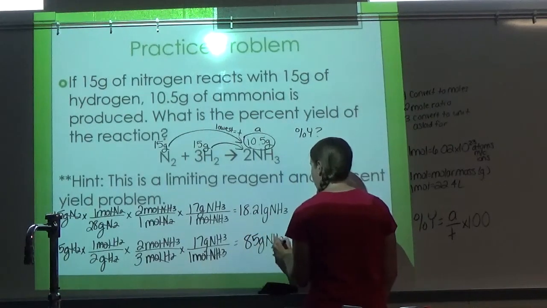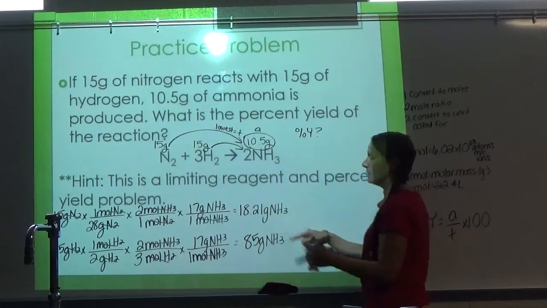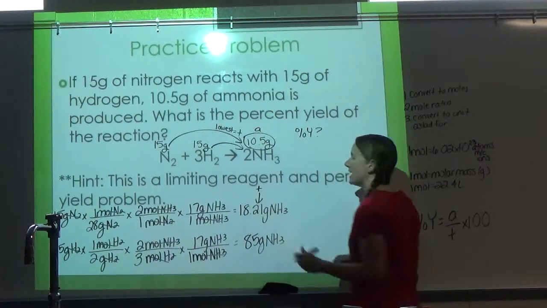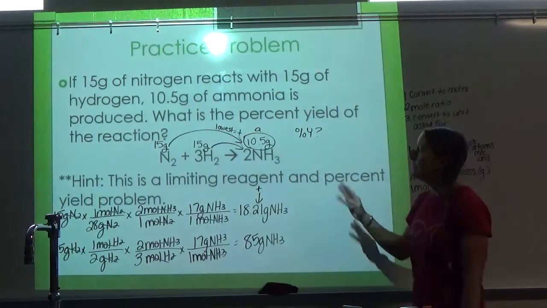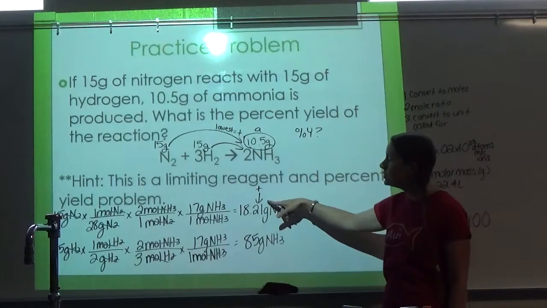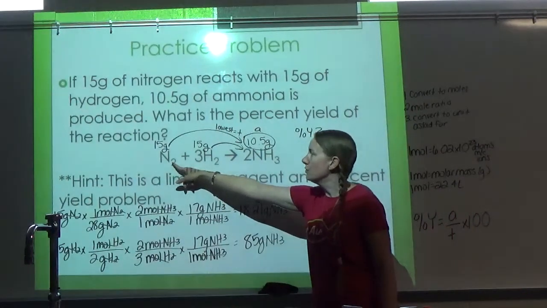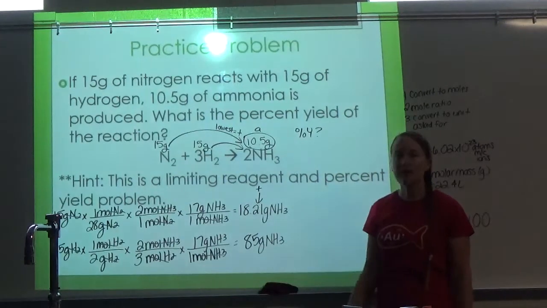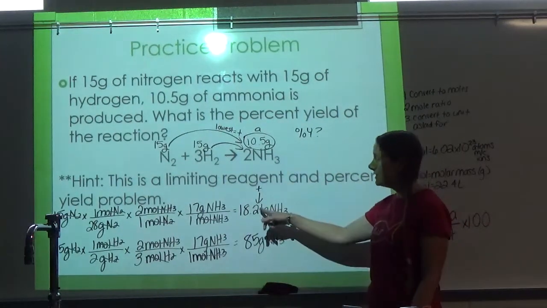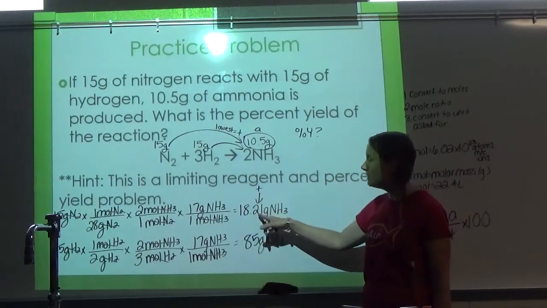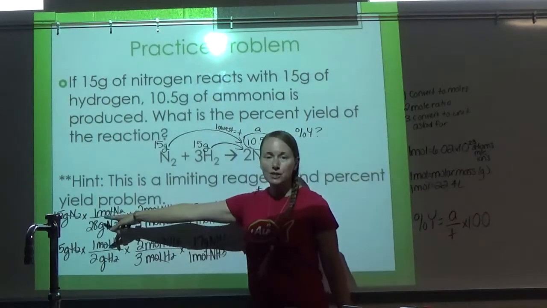So remember, we always go with the lowest one, but that's not my answer, that is my theoretical. So we made 10.5 grams, we should have made 18.21 grams. Now if we had more N2, we could have made all the way up to 85 grams, but we didn't. So this is how much I should have made, because once I make this much, we're out of N2.